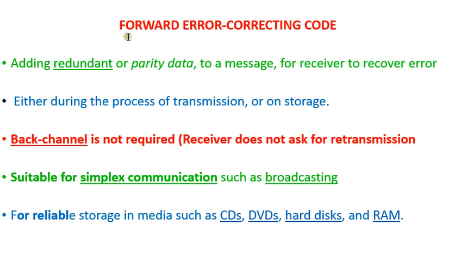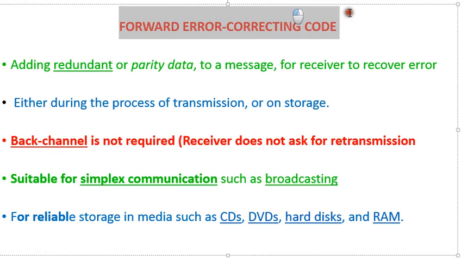Now there is another method apart from the automatic repeat request, and this method is called the forward error correcting code. And how does it work?